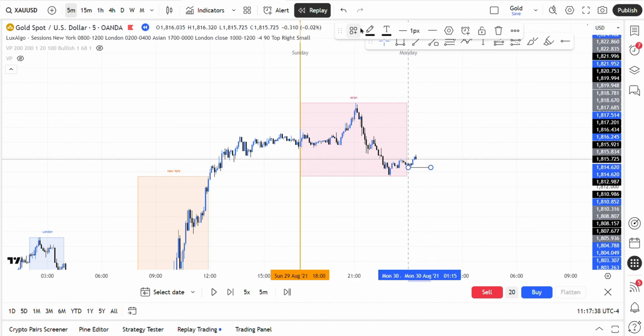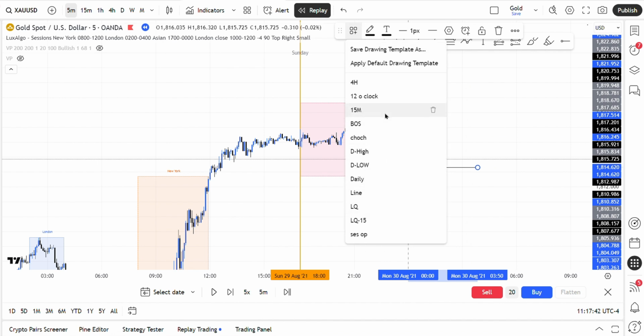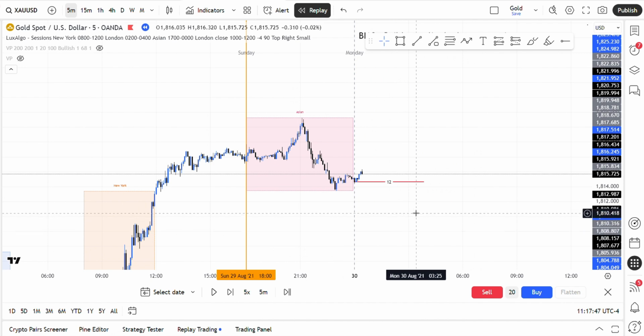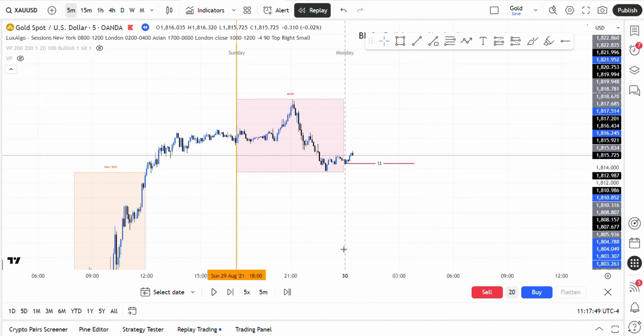This is midnight 12 o'clock of Monday. I'm going to mark that. If you're looking for buys, you should buy below, and if you're looking for sells, you should sell above.